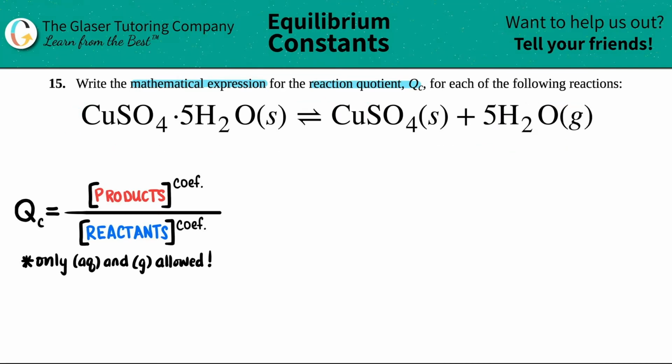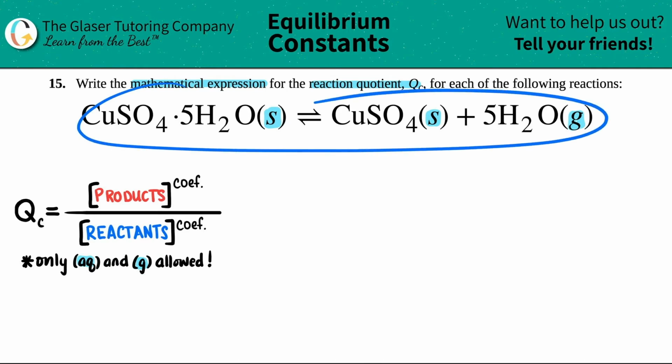So before we even write the formula, we got to play by the rules. Now, if we're using the QC formula, we are only allowed aqueous values and gases. So no solids, no S's, and no liquids, no L's. So first, just always check your states. Now looky here, guys, I got a solid, I got another solid, and I got a gas. Only aqueous and gas are allowed in here. So which ones aren't allowed in the formula?